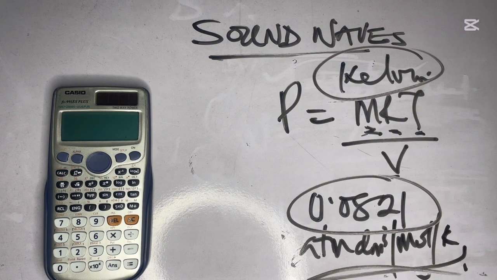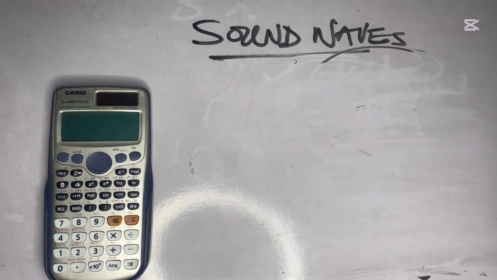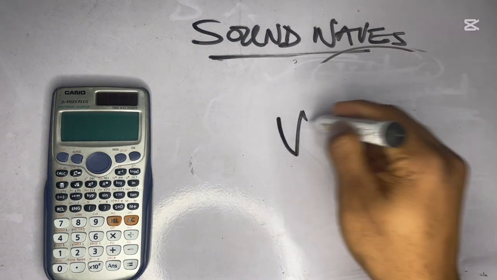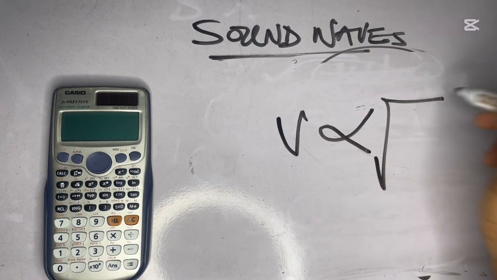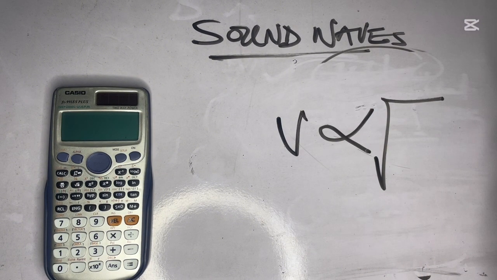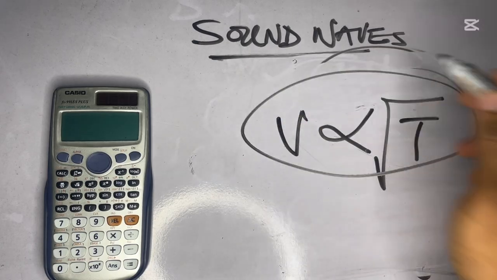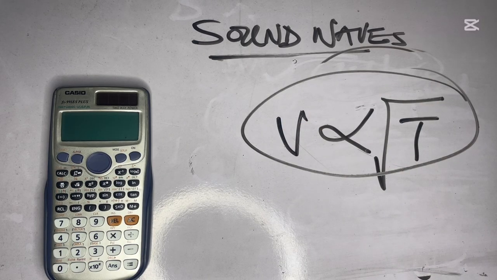So one thing we need to note is that generally the velocity of sound in any medium is directly proportional to the square root of the absolute temperature. In any medium, the velocity is directly proportional to the square root of the absolute temperature. So we have something like this. There's also what we'll be looking at: under velocity, we have two types of velocity.